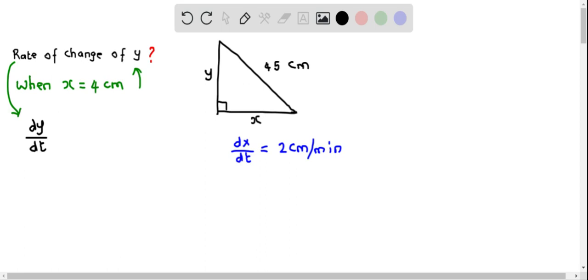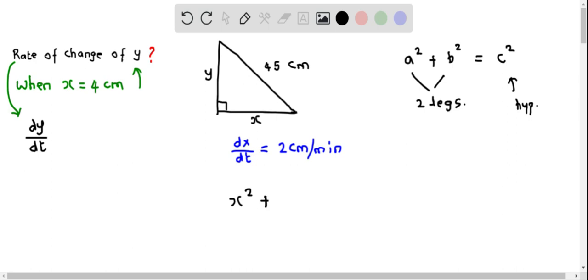I have first drawn the picture of a right triangle, which is the best way of visualizing the situation, with the two legs as x and y and the hypotenuse 45 centimeters. So let's apply the Pythagorean theorem here. We know that the Pythagorean theorem is a squared plus b squared equals c squared, where c is the hypotenuse and a and b are the two legs of the right triangle. When we apply it, we get x squared plus y squared equal to 45 squared.